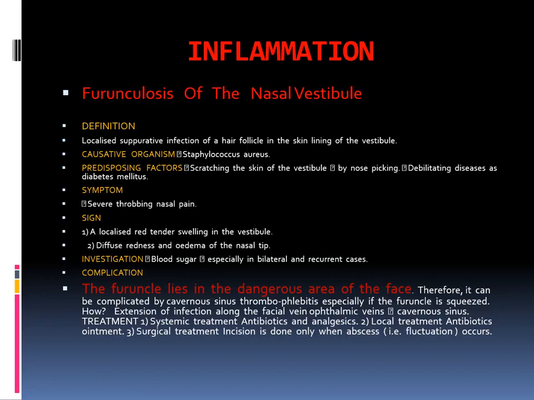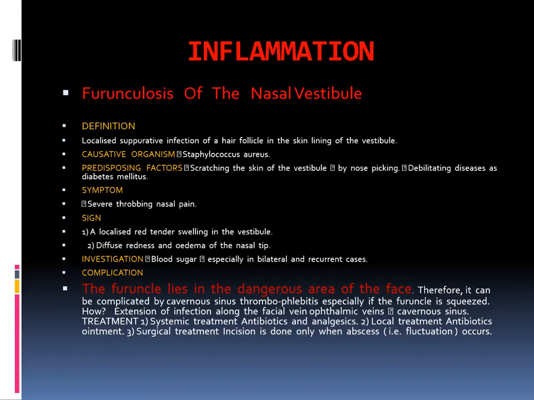Usually the organism causing that is Staphylococcus aureus, usually predisposed by scratching of the skin of the vestibule, by nose picking, and it increases in debilitating diseases such as diabetes mellitus. The patient complains of severe throbbing nasal pain, and by examination you will see a localized red tender swelling in the vestibule with diffuse redness and edema of the nasal tip.